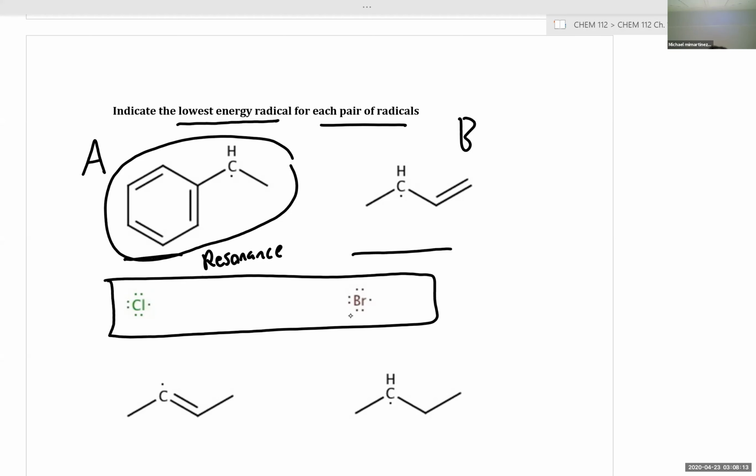I see a lot of people typing bromine. That's correct. Bromine is larger than chlorine. Remember, for atom effects, the larger your atom, the more stable your radical is on that atom.